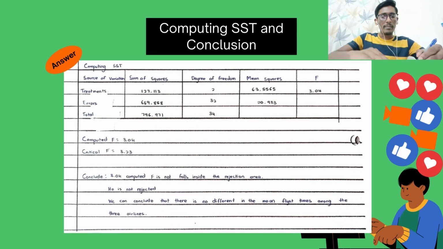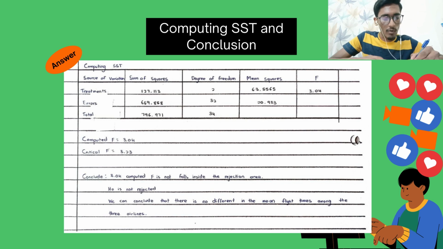Let's now fill in the ANOVA table. First, the sum of squares. The total we already found as 796.971. The error is 669.858, and to find the treatment, we subtract total minus error: 796.971 minus 669.858, which gives 127.113. For the degrees of freedom, we add treatment 2 plus error 32, and we find the total as 34.